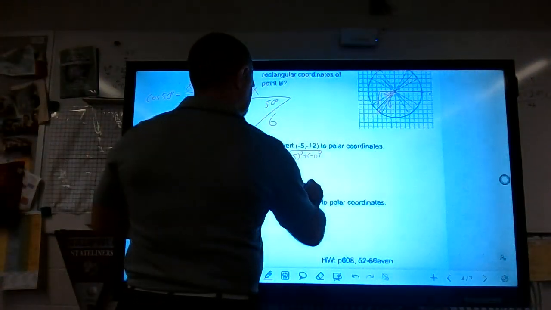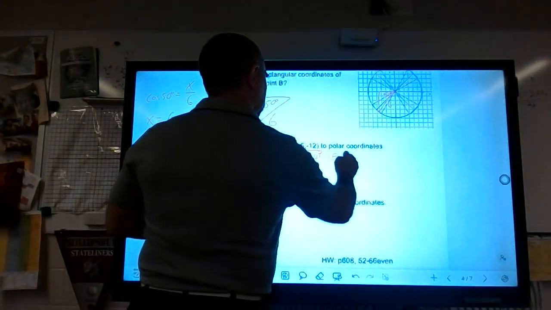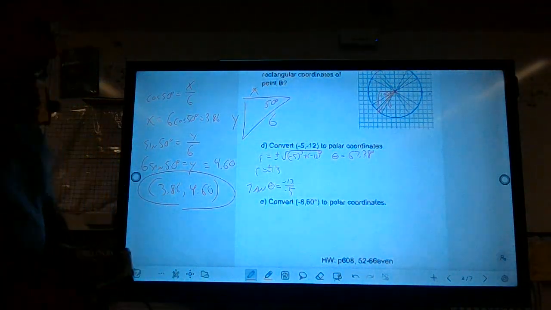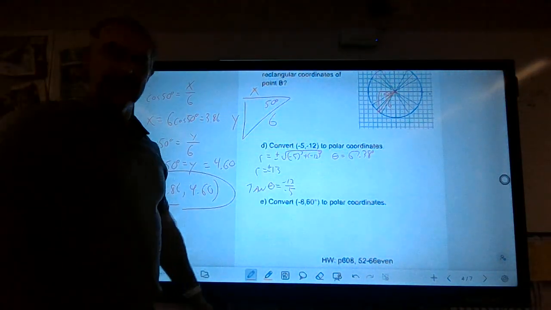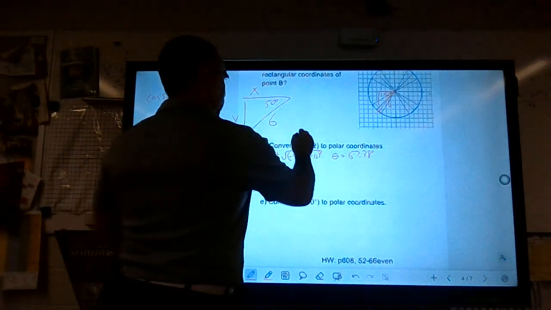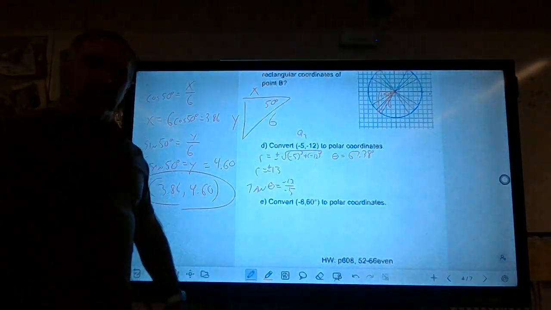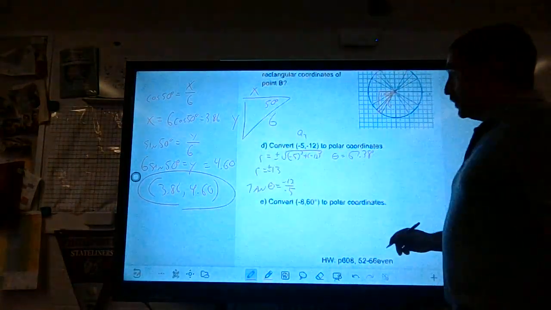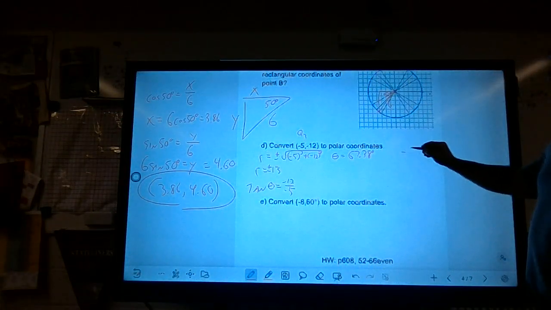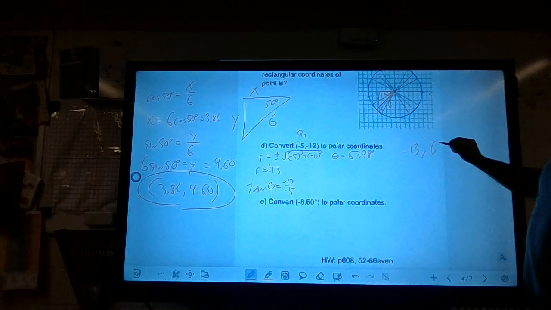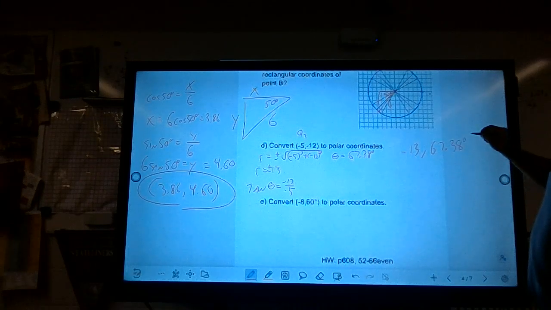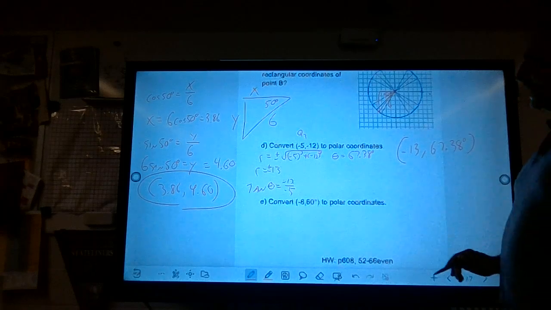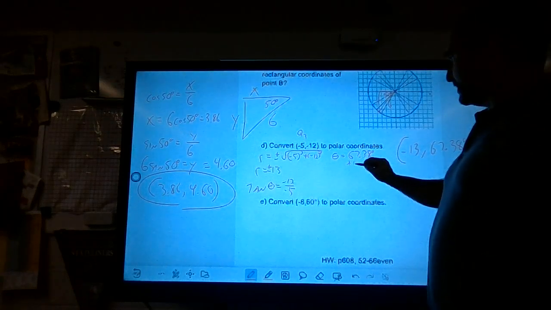67.38. So theta equals 67.38 degrees. Well, here's the thing. That's a first quadrant angle. -5, -12, that's a third quadrant angle. That's the wrong quadrant. So the quick fix is, if it's the wrong quadrant, go to the negative radius. Done.